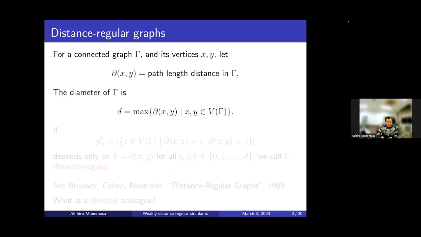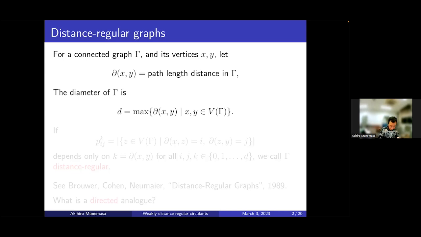I guess almost everyone knows the definition of distance regular graph, but just for the purpose of comparison, let me start with the definition. For a connected graph gamma and its vertices, we denote by delta xy the path length distance in gamma. That is the length of the shortest path from vertex x to vertex y. And the diameter of gamma is the largest possible value of this distance, and this is finite because the graph is connected.